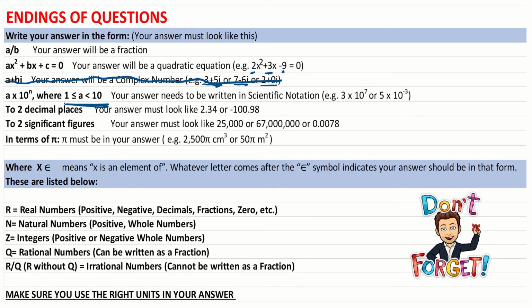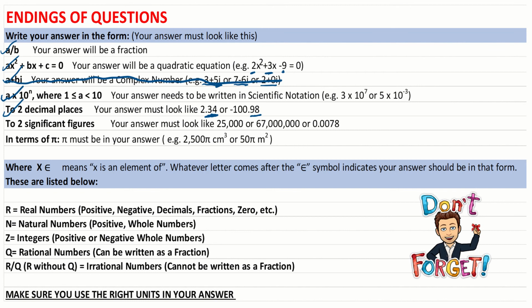Okay, so that's our 4th one done there. I'll just take those off. That was our complex numbers. You might be asked to round to 2 decimal places and your answer will look like 2.34 or maybe minus 100.98. The key thing there is you only have 2 numbers after your decimal point. If it asks you to 3 decimal places, then there should be 3 numbers, etc.